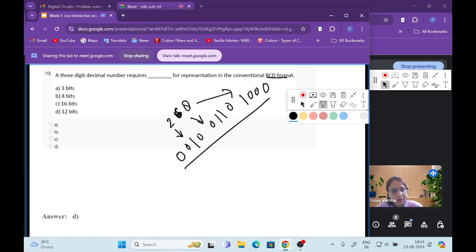We can take any 3 digits, you will get the same. Every digit corresponds to 4 bits, right? So 4, 4, 4, that is 12. 12 bits are required for representing a conventional BCD format. So option D is the correct answer.